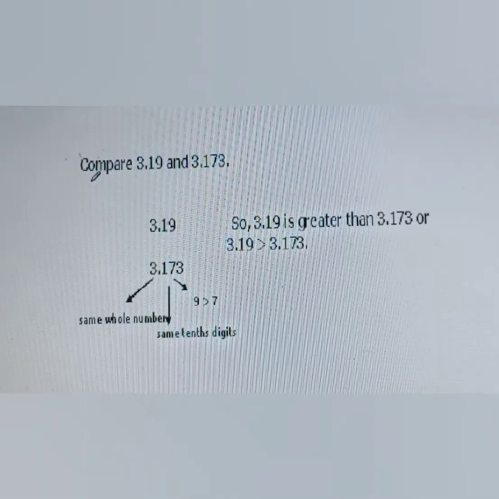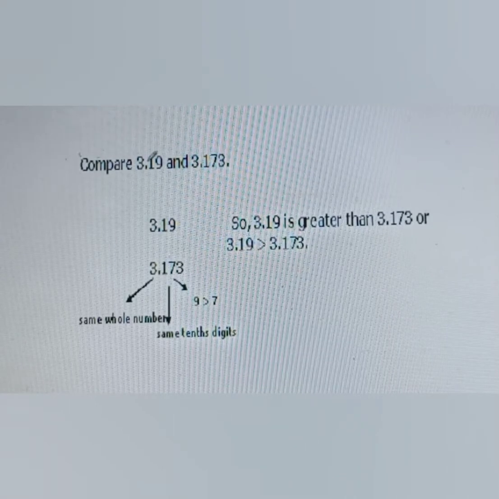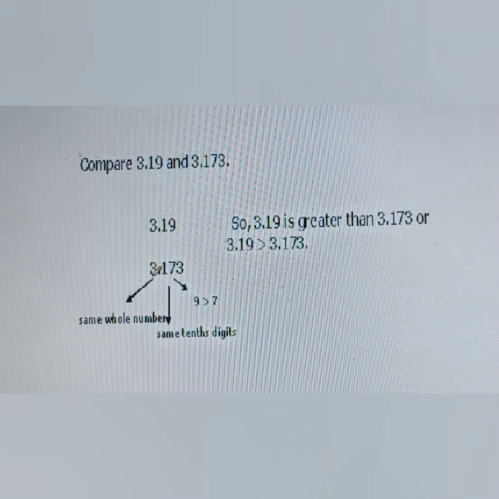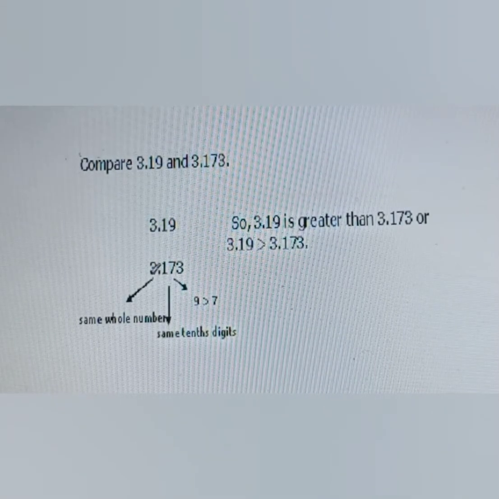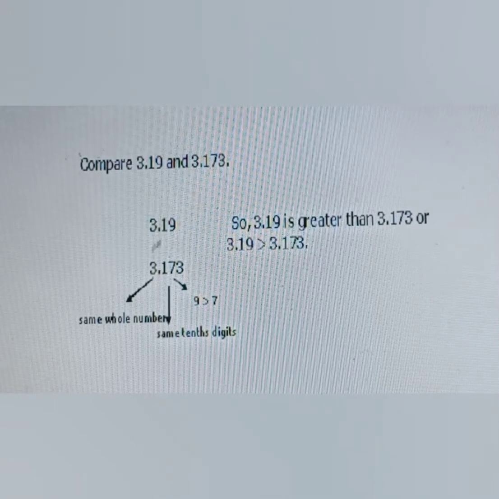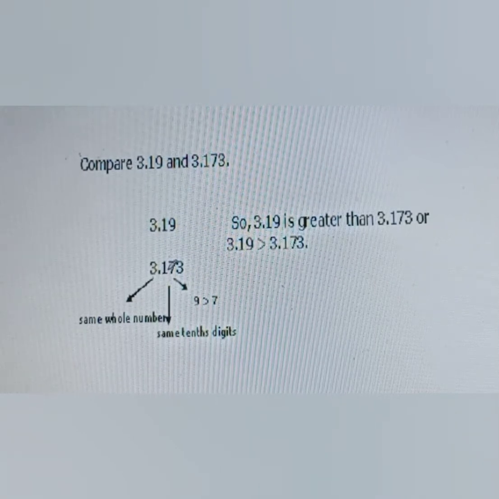Let's have another example. This time, let's compare 3.19 and 3.173. Again, let's arrange these two decimal numbers. So let's have 3.19 here, then 3.173. Again, the two threes here are our whole numbers. Since they are the same, again, we compare the tenths digit. The tenths digits are the 1. But since they are the same, we cannot tell which one is smaller or bigger.